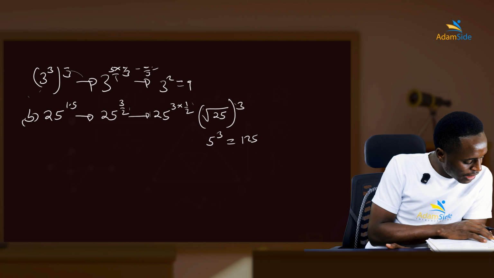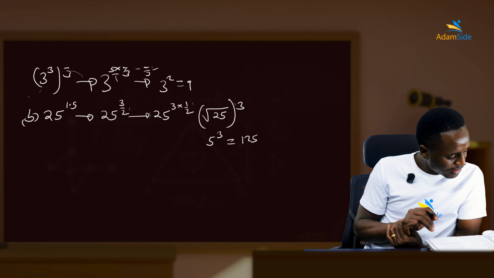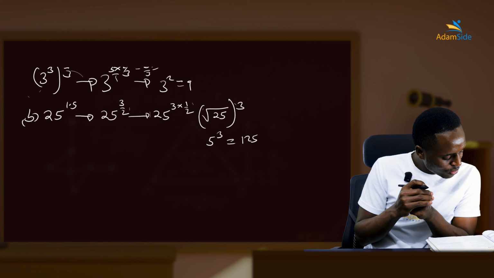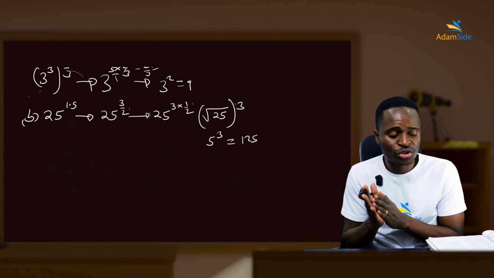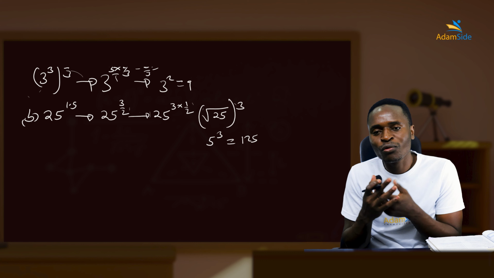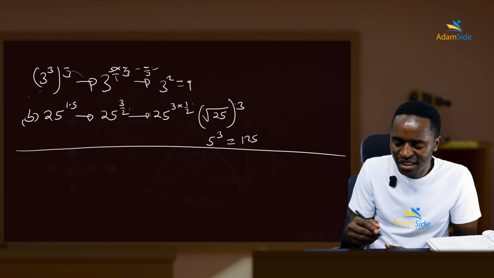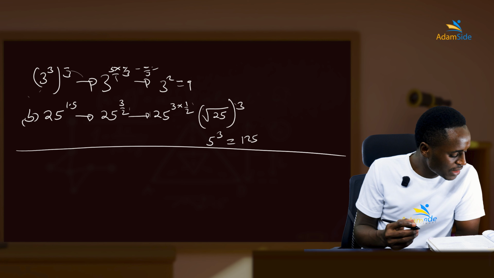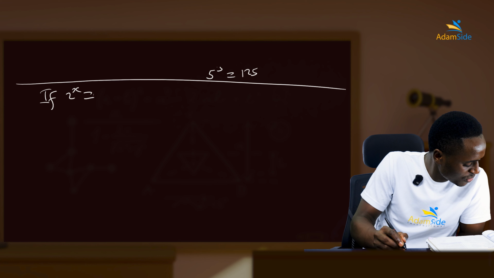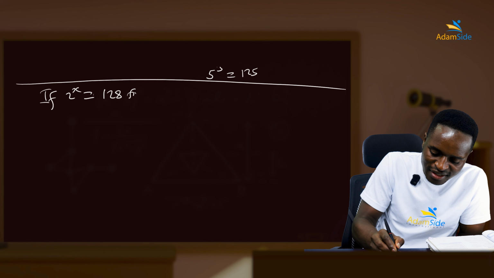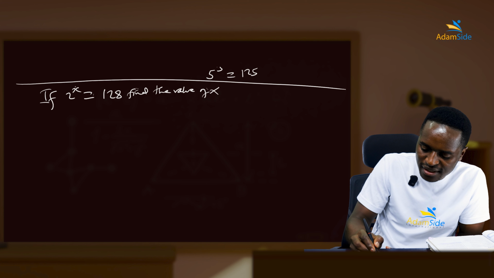Sometimes you can be asked to find the value of the power that produces a given result. An equation that requires you to find the exponent is called an exponential equation. Sometimes we have exponential equations and we're told to find the missing value. Let's say you're given an exponential equation in this form: if 2 power x is equal to 128, find the value of x.